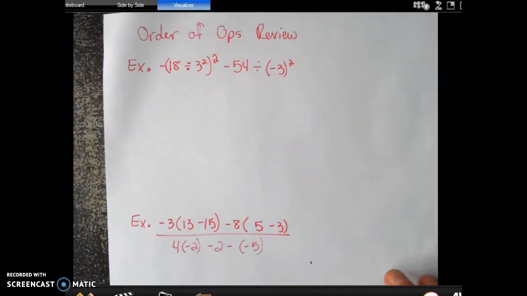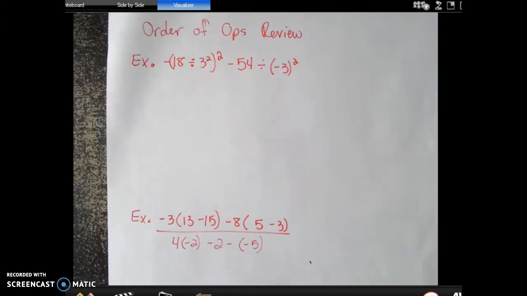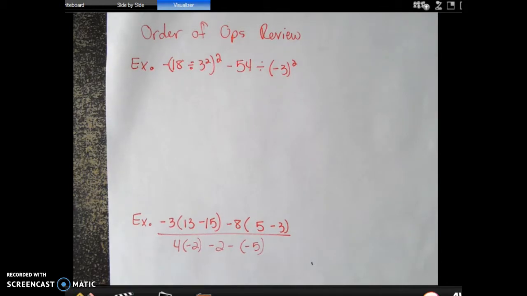We use order of operations a lot in our normal solving and evaluating, graphing, things like that, but it's not normally this complicated. So I wanted to do a couple of complicated examples with you so that you can see sort of how this works as just a standalone.